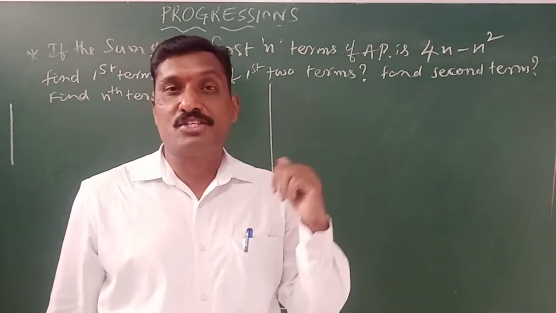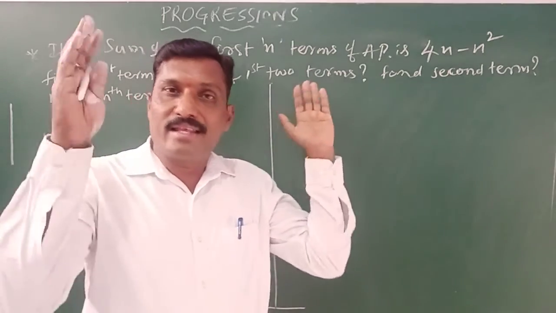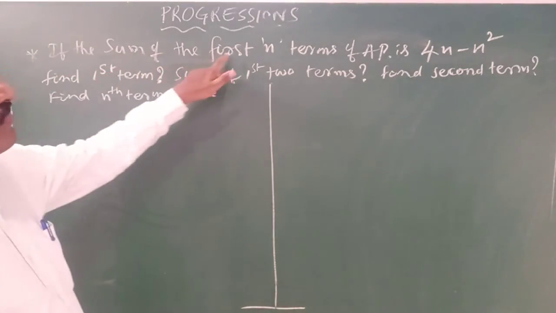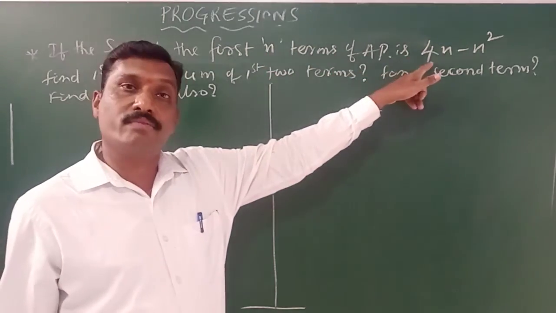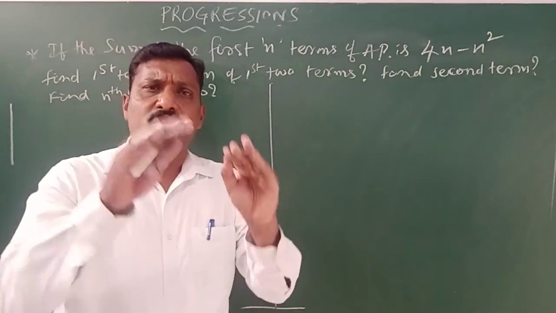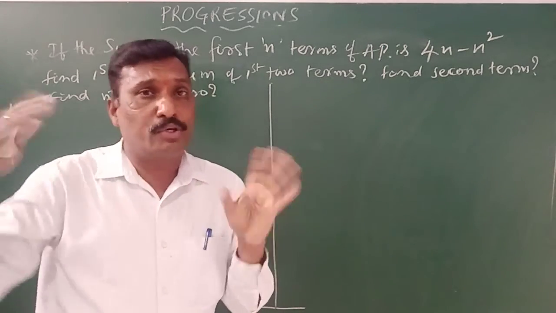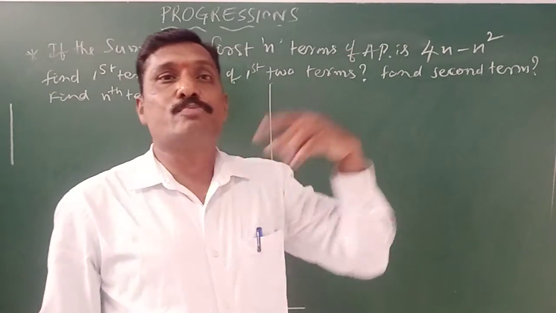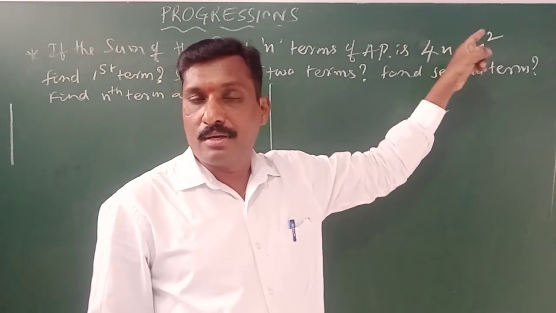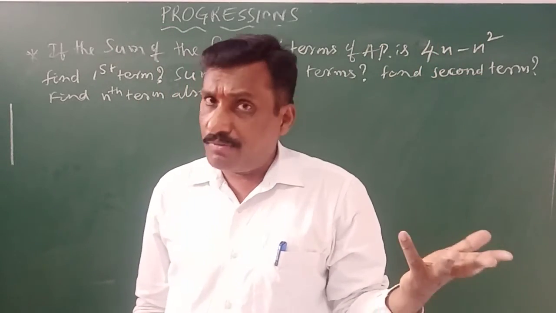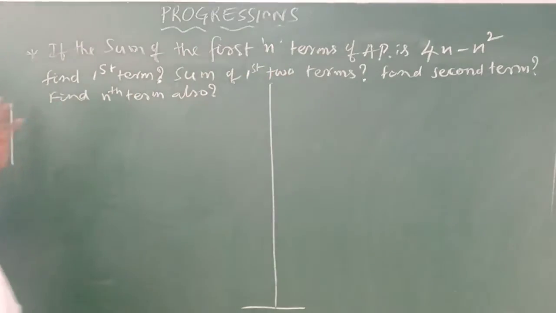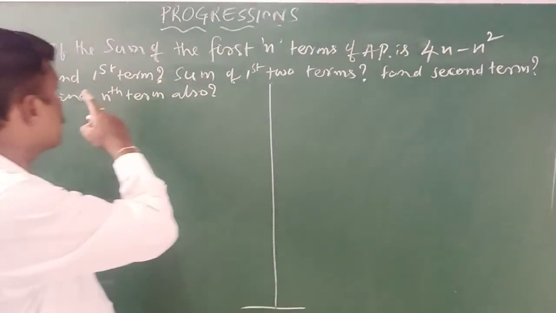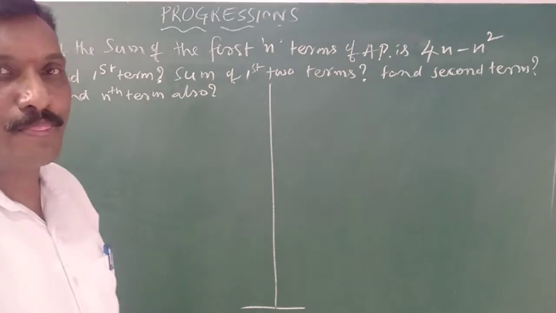Here is one interesting question where you are going to get one new principle also. Let us try to understand this question. With this question, you will get the explanation as well as the principle. If the sum of the first n terms of an arithmetic progression is given as 4n minus n square, there are some terms, which terms we don't know. But if we add up to n terms, the sum comes as 4n minus n square. Then can we find out what those terms are? Yes. That's why he is asking to find the first term, the second term, and also the nth term.